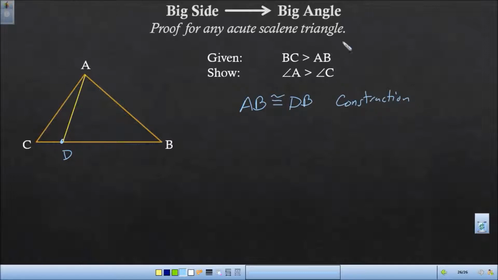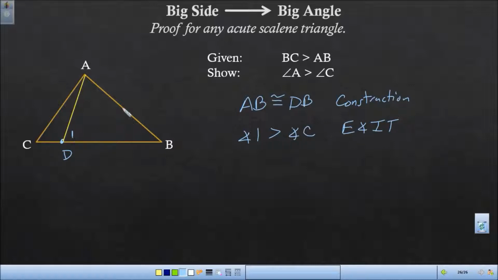Our goal is to show that all of this angle up here is greater than angle C. And so what we're going to do is pick out a couple of angles. The first angle we're going to pick out is this one right here, angle 1. Angle 1 is bigger than angle C, and that's because angle 1 is exterior to angle C. This is the exterior angle inequality theorem. So angle 1 is bigger than angle C.